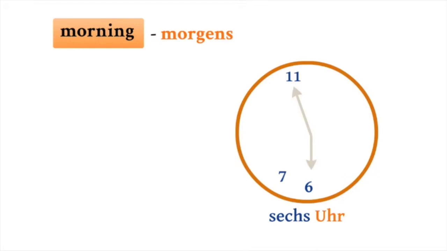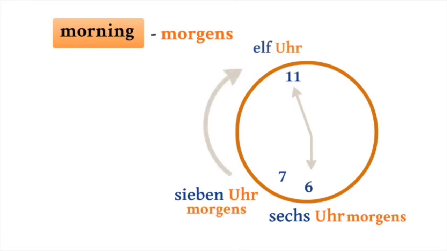Now let's have a look at how to tell the time in the morning, in German, morgens. The morning starts with 6 o'clock in German, 6 Uhr. You can also be more specific and add the word in the morning. So you would say 6 Uhr morgens, which can be translated as 6 o'clock in the morning. 7 o'clock, 7 Uhr. 7 o'clock in the morning, 7 Uhr morgens, and so on until 11 Uhr, which can be translated as 11 o'clock. If you want to say 11 o'clock in the morning, then you would say 11 Uhr morgens. 6 Uhr morgens, 7 Uhr morgens, 11 Uhr morgens.